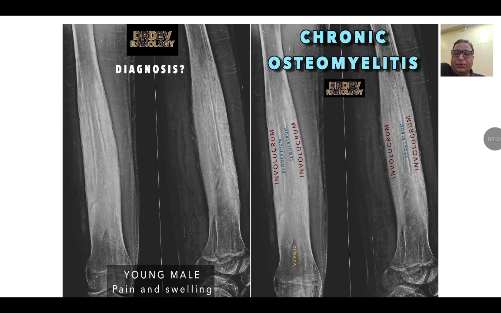Here I have shown you the distal femur, middle part and distal part, which is showing the sequestrum in the center, involucrum in the periphery and the aperture, the cloaca, below. This is a bone picture of chronic osteomyelitis. This will result in a sinus formation.